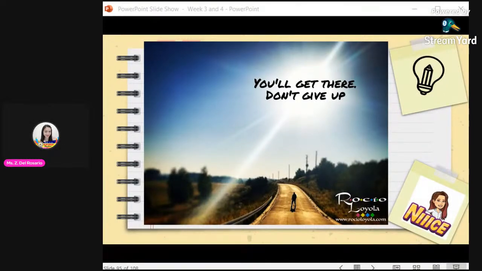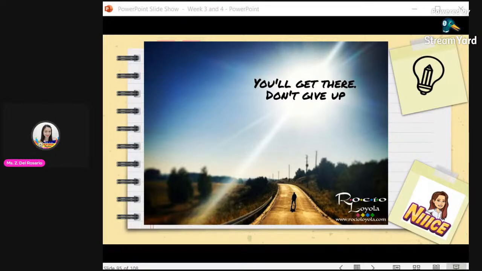You'll get there, don't give up. We are already about to end your grade 10 or your junior high school journey. Please do not give up. I know that some of you are already hesitating or somehow a bit tired already of the circumstances that you are facing. But I believe in you that you will be continuing as you grow, as you learn. And please be aware that it's okay to rest for a while. It's okay that you are not always at your best.